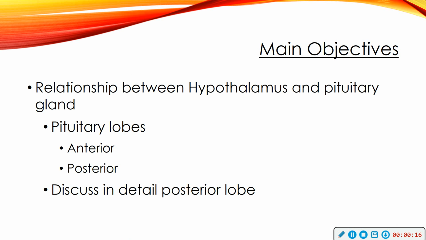Now, my main objectives. I'm first going to start by talking about the relationship between the pituitary gland and the hypothalamus. Then I'm going to focus on how the pituitary gland is separated. It has two different lobes that each have their own function. But then, instead of focusing on both lobes equally, I am going to go into more detail only on the posterior.